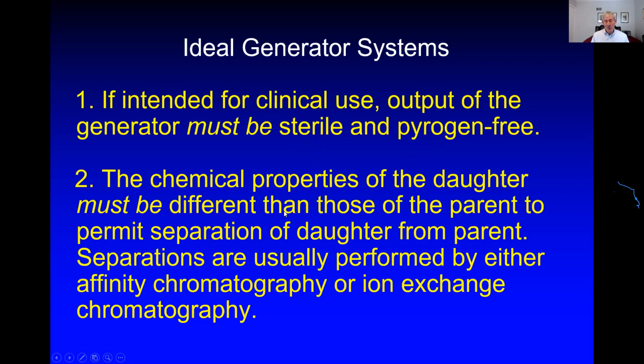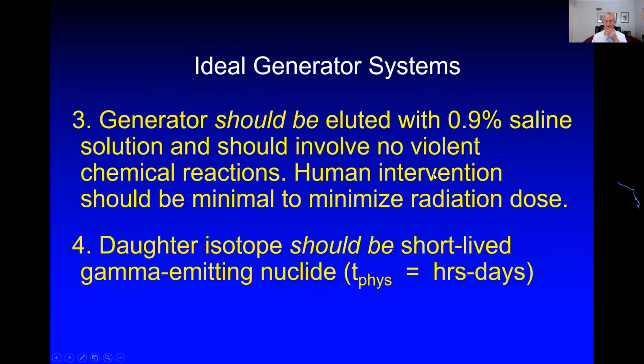Number two, the chemical properties of the parent and daughter have to be different. Otherwise, how could we separate them? And fortunately, every parent in every generator decays to a different daughter, a different element. We can always separate one element from another. We can't separate technetium metastable from technetium ground, but we can certainly separate technetium from molybdenum. Pretty easy to do. So these have to be different. Chemical properties have to be different so we can separate them.